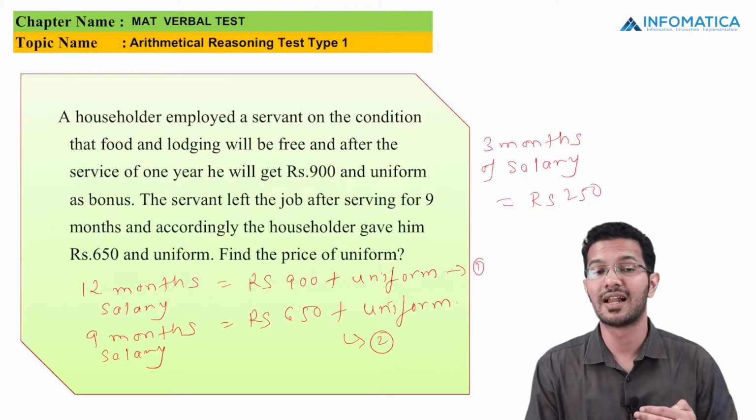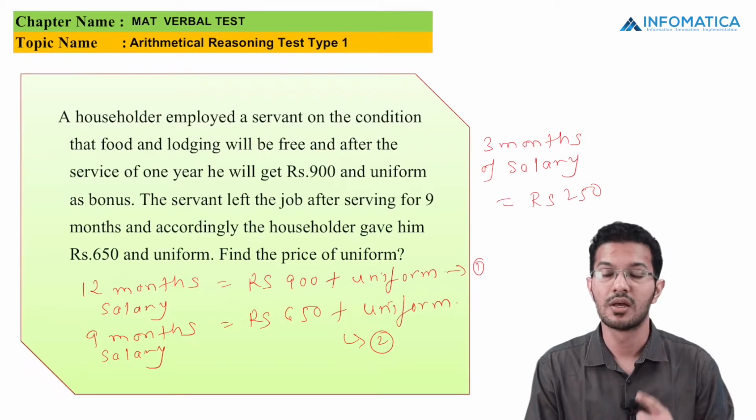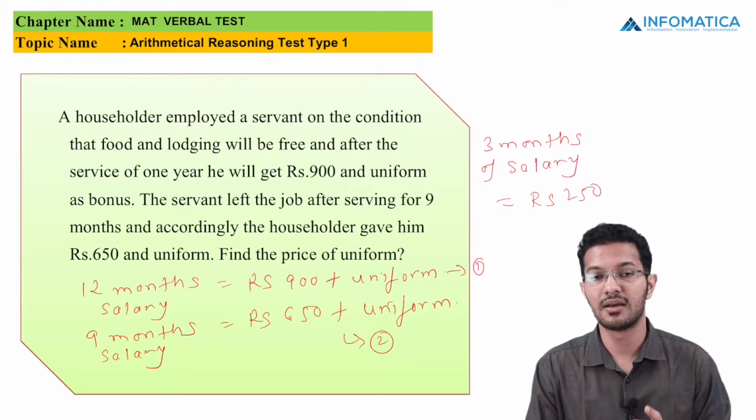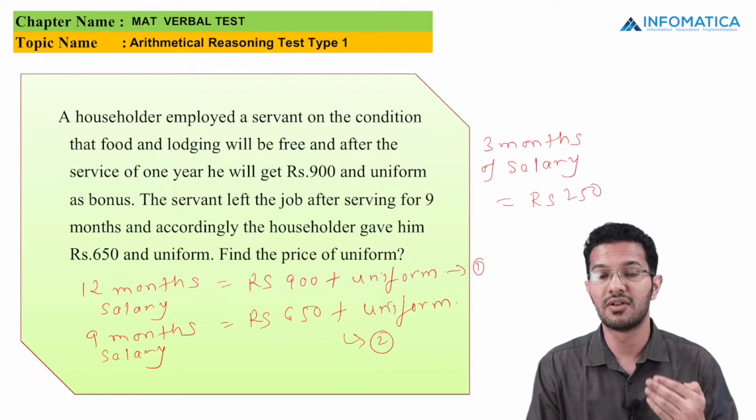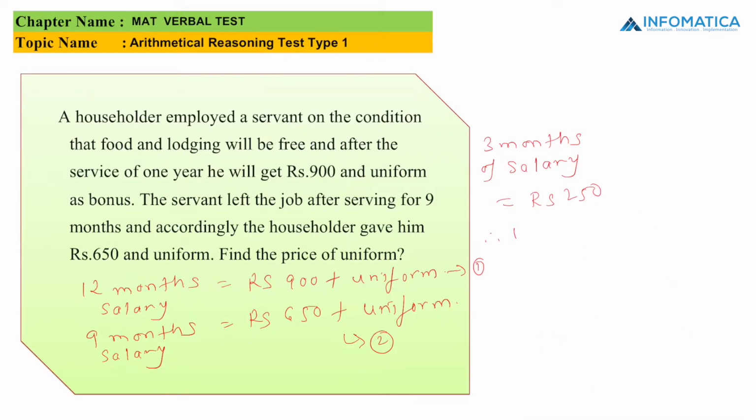So now I will calculate the salary for 1 year or 12 months. So I will multiply the 3 months by 4. Thus I will multiply 250 also by 4. So if I multiply 250 by 4, I get rupees 1000. So I have got 12 months of salary as rupees 1000.